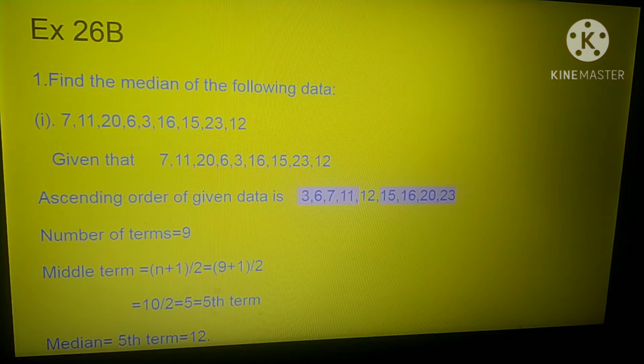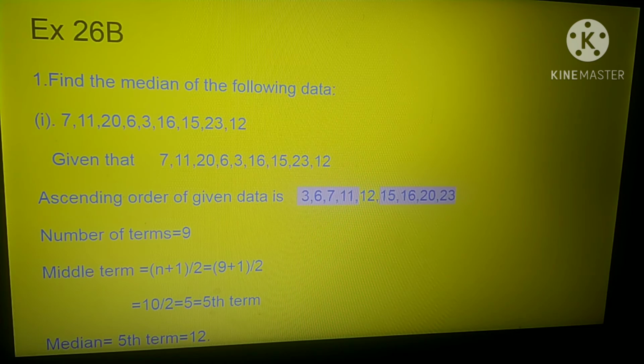See this example here. Find the median of the following data. First write down the given data. After that, write down the data in ascending order. This is your ascending order of the given data: 3, 6, 7, 11, 12, 15, 16, 20, 23. After that, what we have to see? How many terms we are taking here? That we have to count. 1, 2, 3, 4, 5, 6, 7, 8, 9. So here I am taking 9 terms.